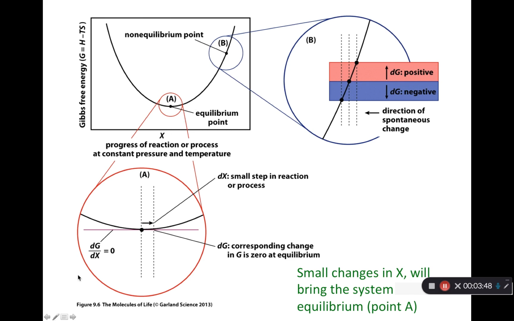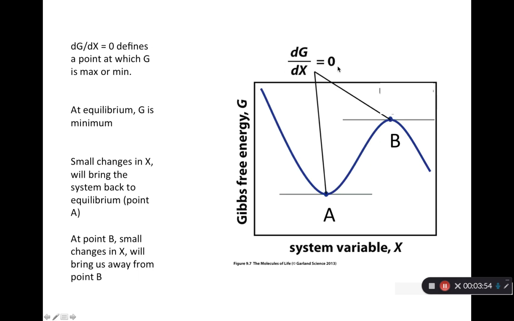So the equilibrium is achieved when dG/dx is equal to 0, but this is not entirely accurate. dG/dx equal to 0 actually defines a maximum or a minimum in G with respect to x. So in this plot here, we have 2 points where dG/dx, or the slope of G versus x, is 0, point A and point B. At point A, small changes away from A will bring you back towards equilibrium. At point B, if you make a small change away from point B, you will either go to A or you will go in the other direction. So this is an unstable point, while A is a stable equilibrium. Very good.